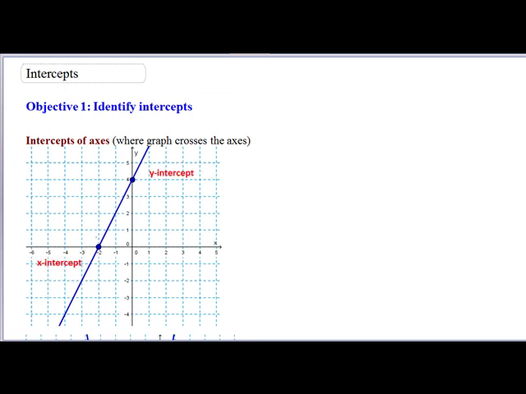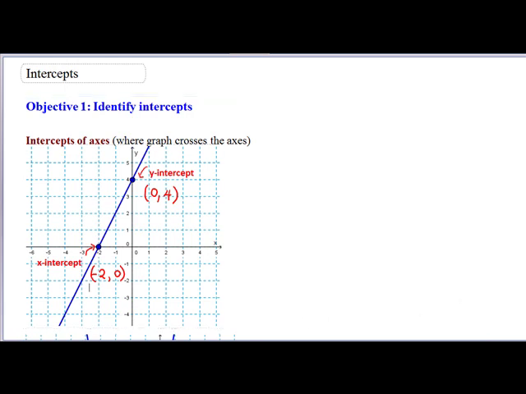So this point here is called the x-intercept, and this point here is called the y-intercept. Now let's identify them. This point here has x coordinate 0, so we have (0, 4). That is your y-intercept. And this point here will be minus 2 as x, and the y coordinate is 0. So these are the two intercepts of this graph.